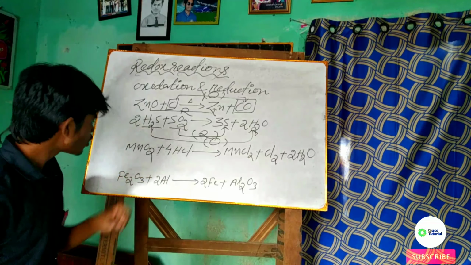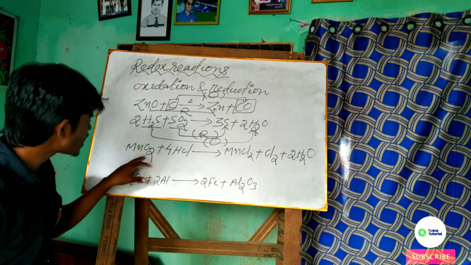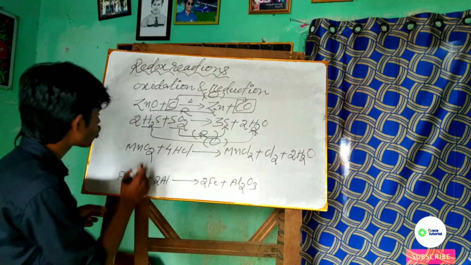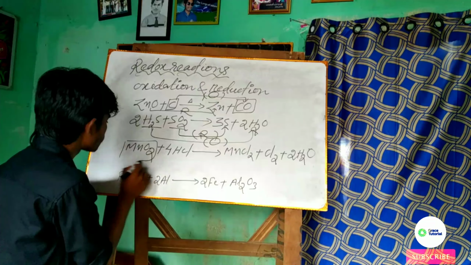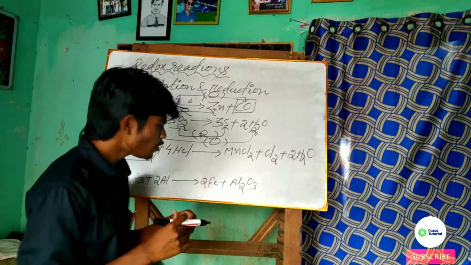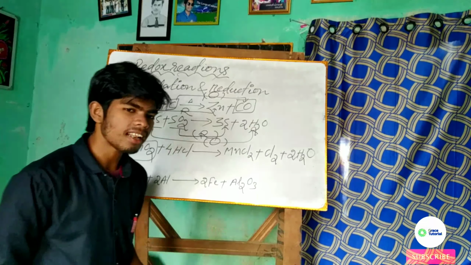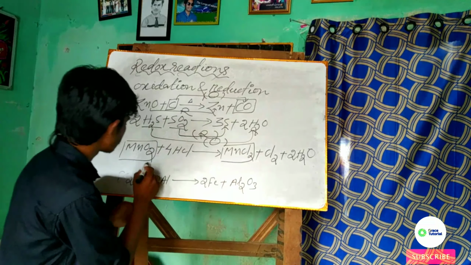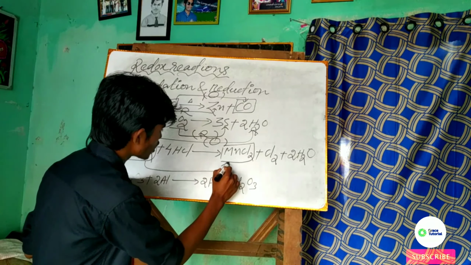water. Look at here, we have manganese dioxide, but here we have manganese chloride. That means here the oxygen has been removed from here. So what happened? Whenever there is a removal of the oxygen, that is what basically called reduction. That means here the reduction has taken place.